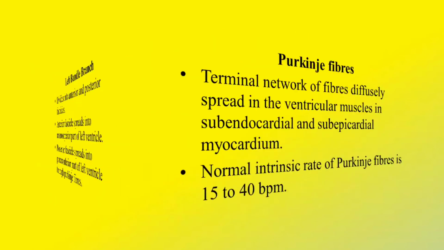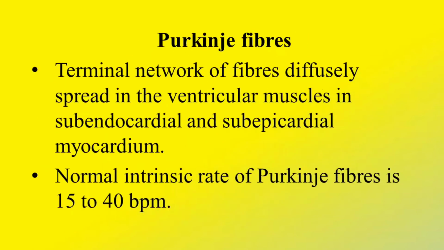At last, coming to Purkinje fibers, these are the terminal network of fibers diffusely spread in the ventricular muscles, that is, they are spread into the subendocardial and subepicardial myocardium. The normal intrinsic rate of Purkinje fibers is about 15 to 40 beats per minute.